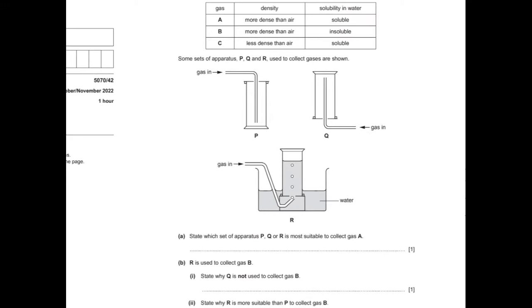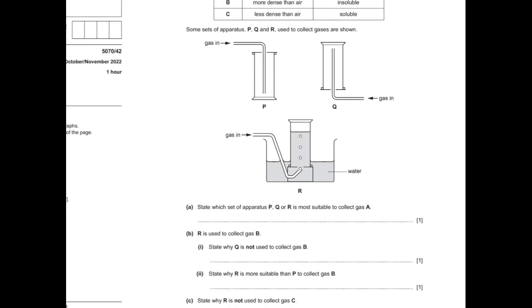So gas A is more dense than air and soluble in water. So you cannot collect it over water, and since it's more dense than air, you'll have to collect it by downward delivery. So P is downward delivery. So P is more suitable for this purpose. R is used to collect gas B because obviously the gas is insoluble in water.